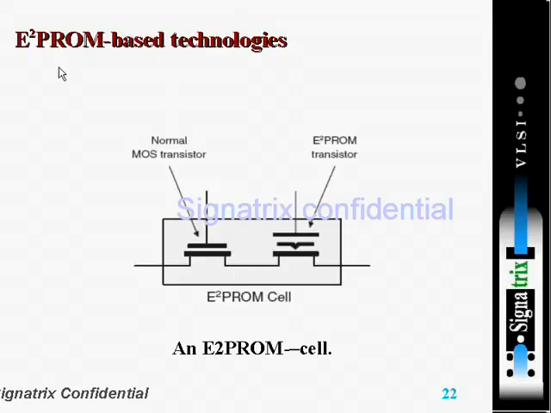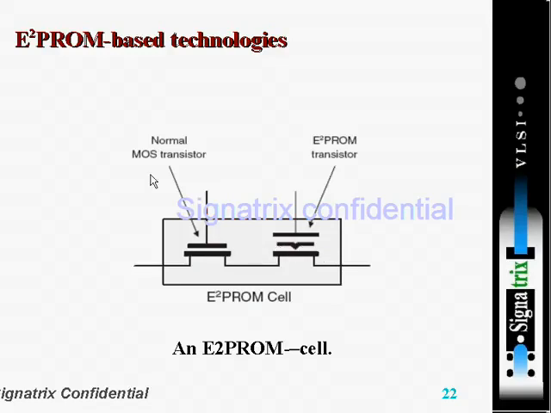Now there is one more technology, we can say E-square PROM based technology. What is the E-square PROM? Here in E-square PROM we will use one EPROM and one normal MOS transistor in series. How are they connected in series? This is the normal transistor, and this is the EPROM transistor, where we have a floating gate.